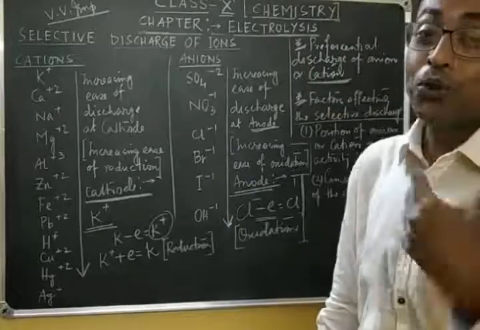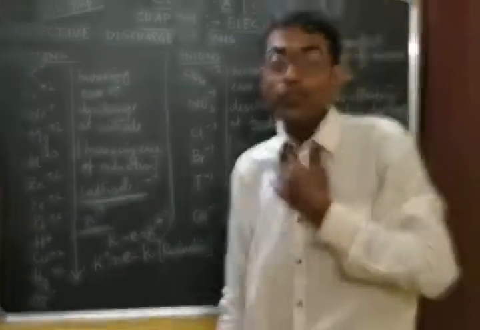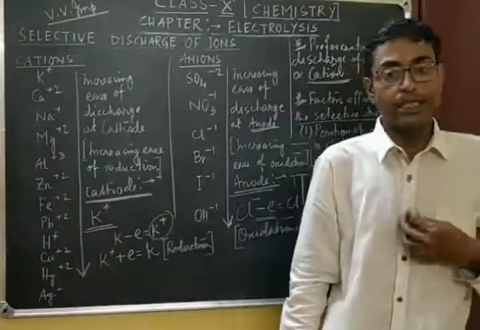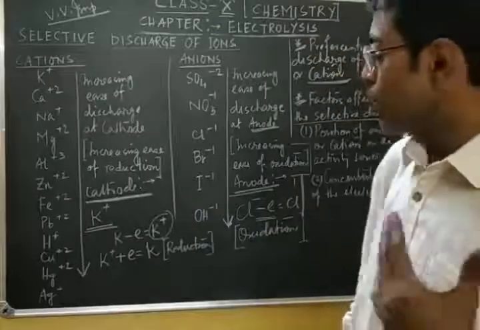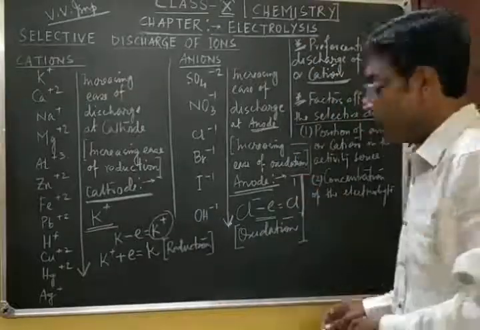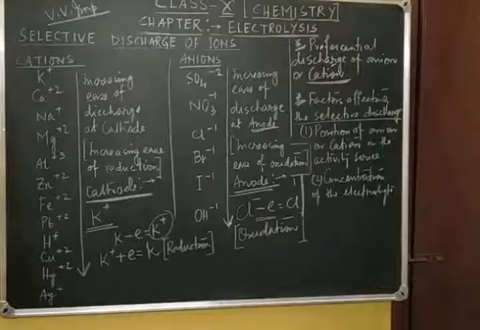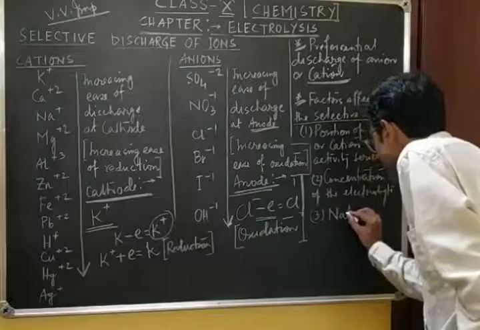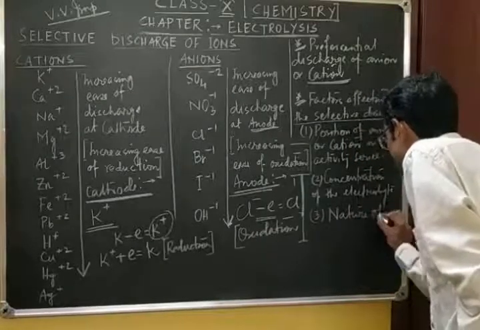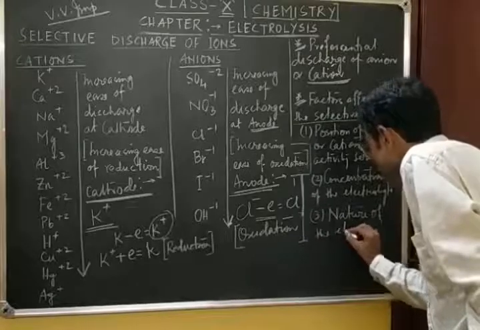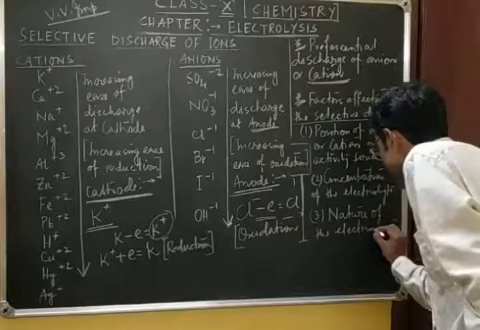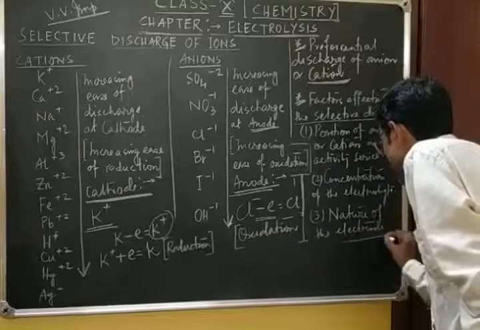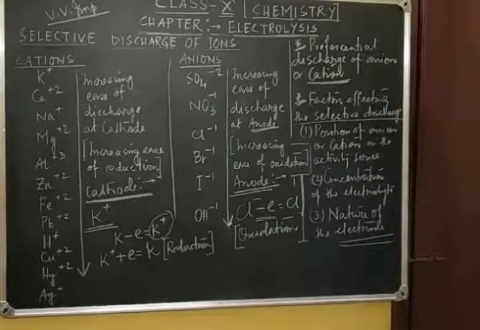There you should tell that dilute acids dissociate more than concentrated acids. We will be discussing our question answers later; let me cover the theory part. And number 3, remember, nature of the electrode. These are the few points you should keep in mind for the preferential discharge of ions.